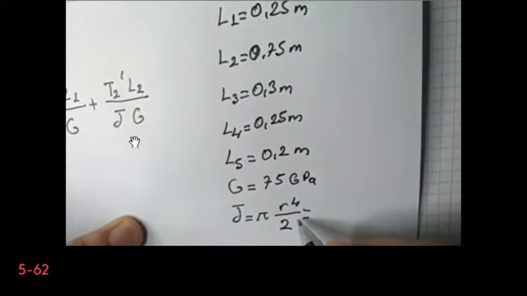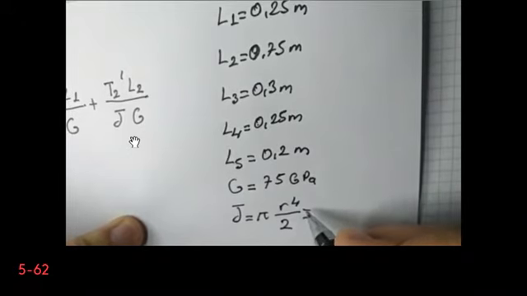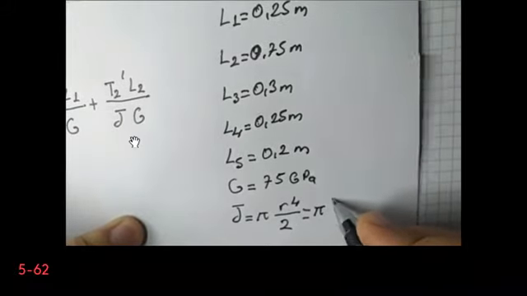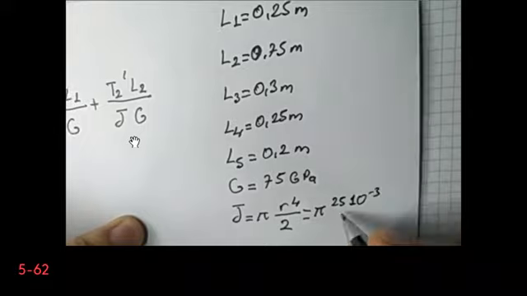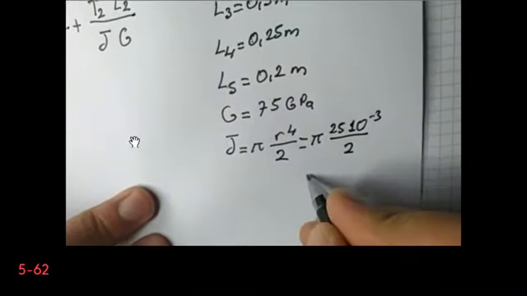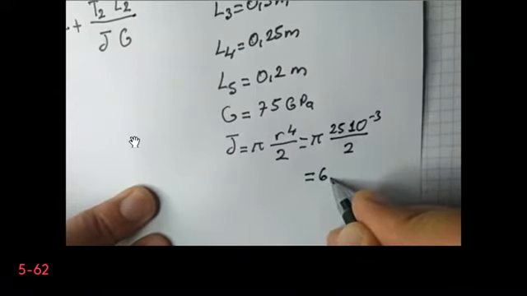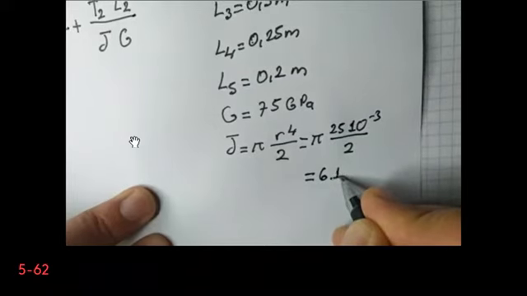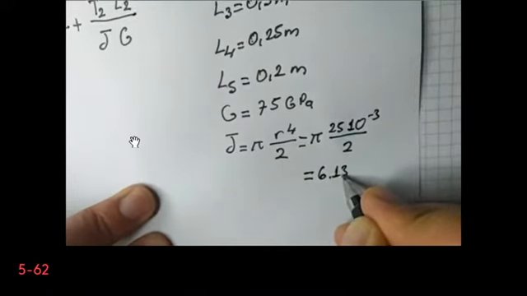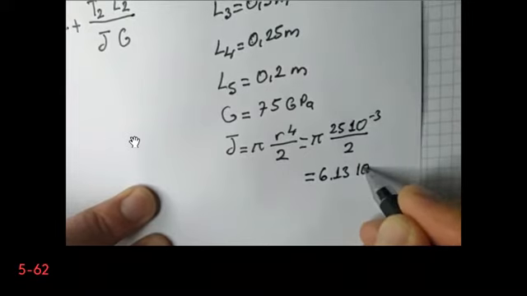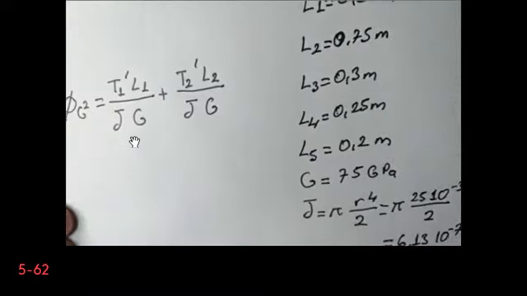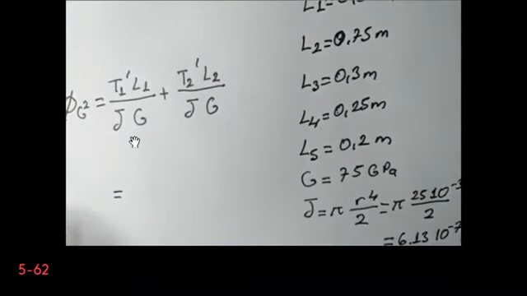We modified the problem. So instead of taking diameter 25 millimeters, we take the diameter as 50 millimeters. If you put this value, so this is pi times 25 10 to the power minus 3 to the power 4 divided by 2, the value that we are going to have is 6.13 multiplied by 10 to the power minus 7 meter to the power 4. Now I have all the values. Let us put the values into their places.